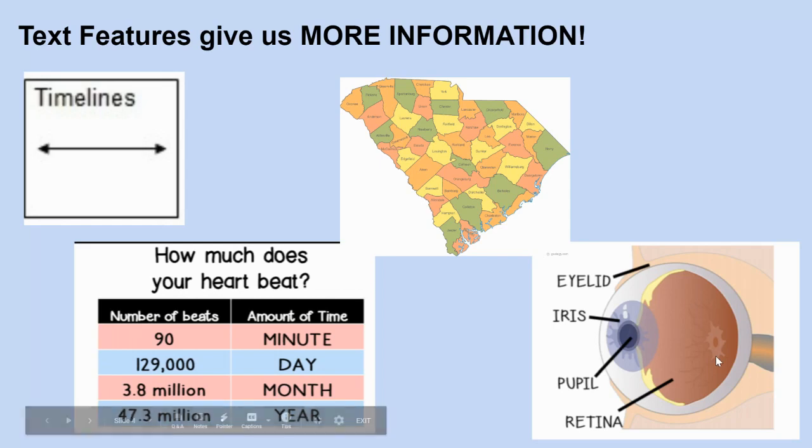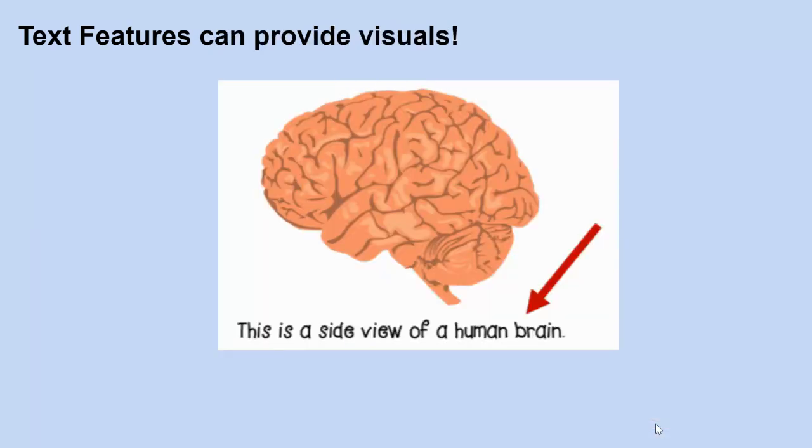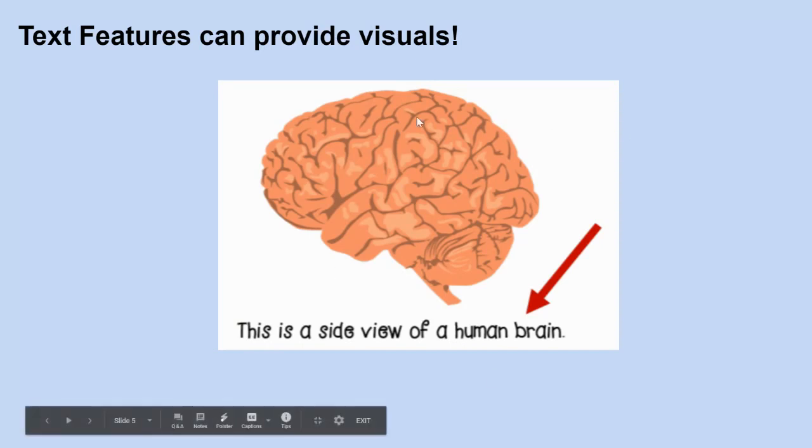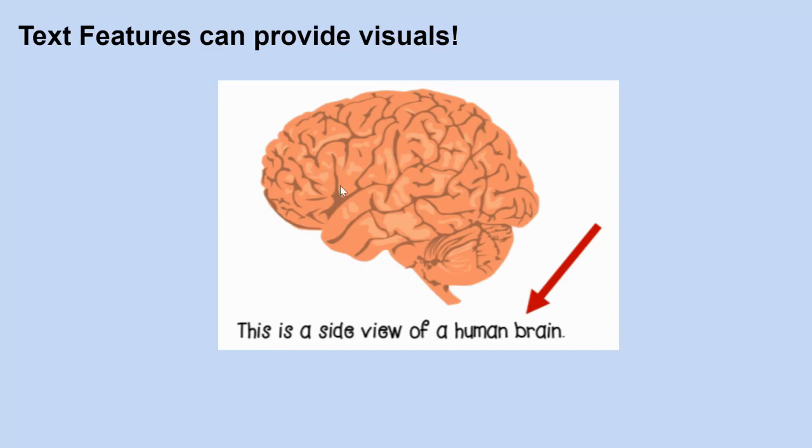An author might include a diagram to help you see where each thing is located. So this diagram is of the eye, so I can see where the eyelid, the iris, the pupil, and the retina is located in the eye. Some text features also help to just provide visuals for the reader. So here we have a picture of the brain, and we have a caption telling us what we're looking at. This is a side view of a human brain.